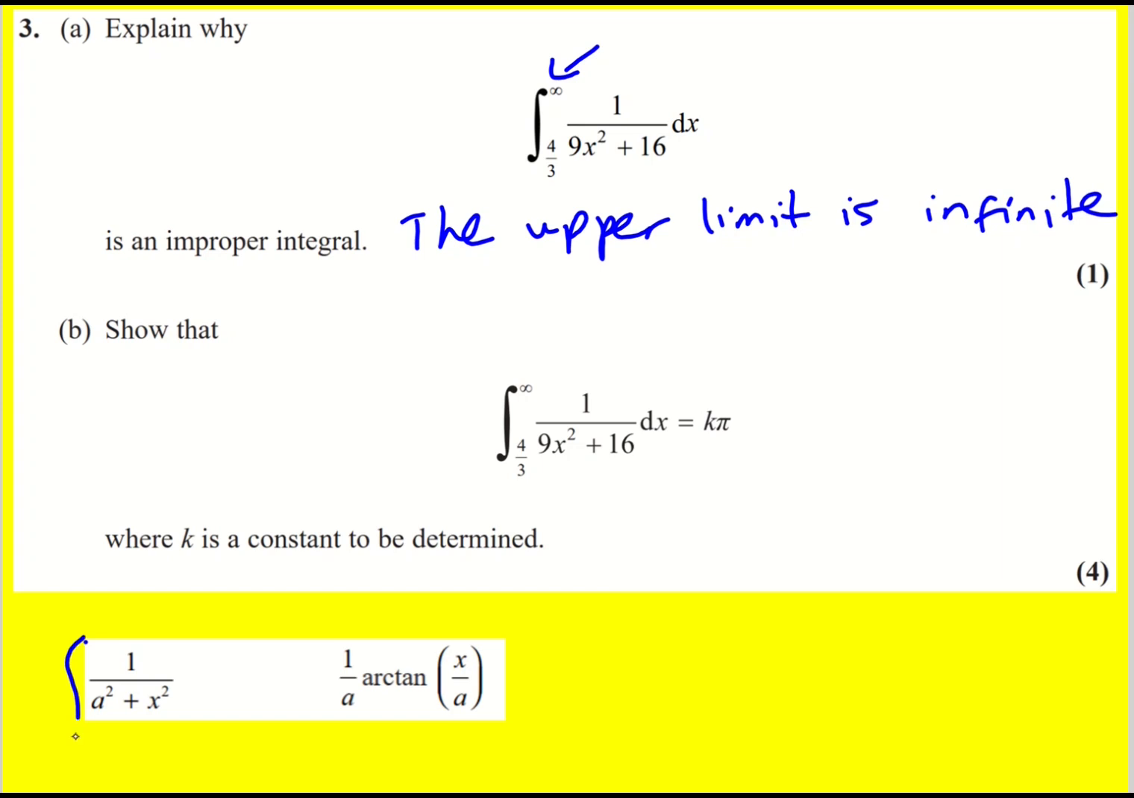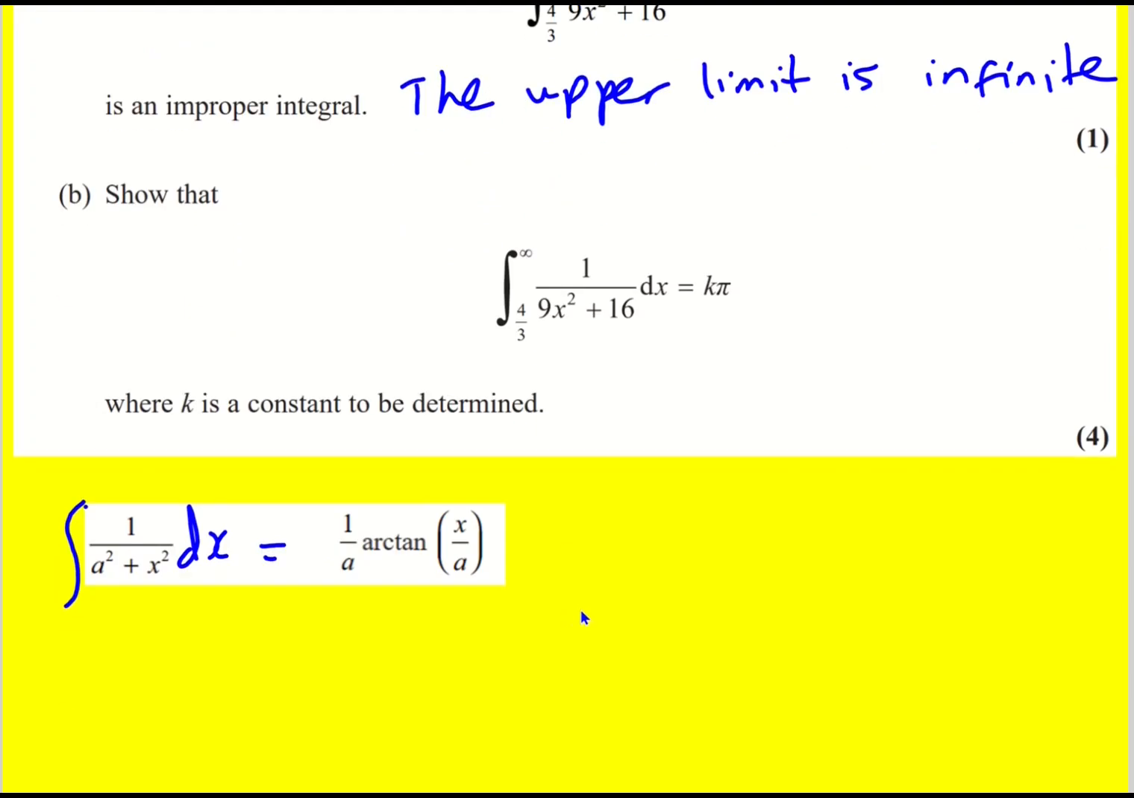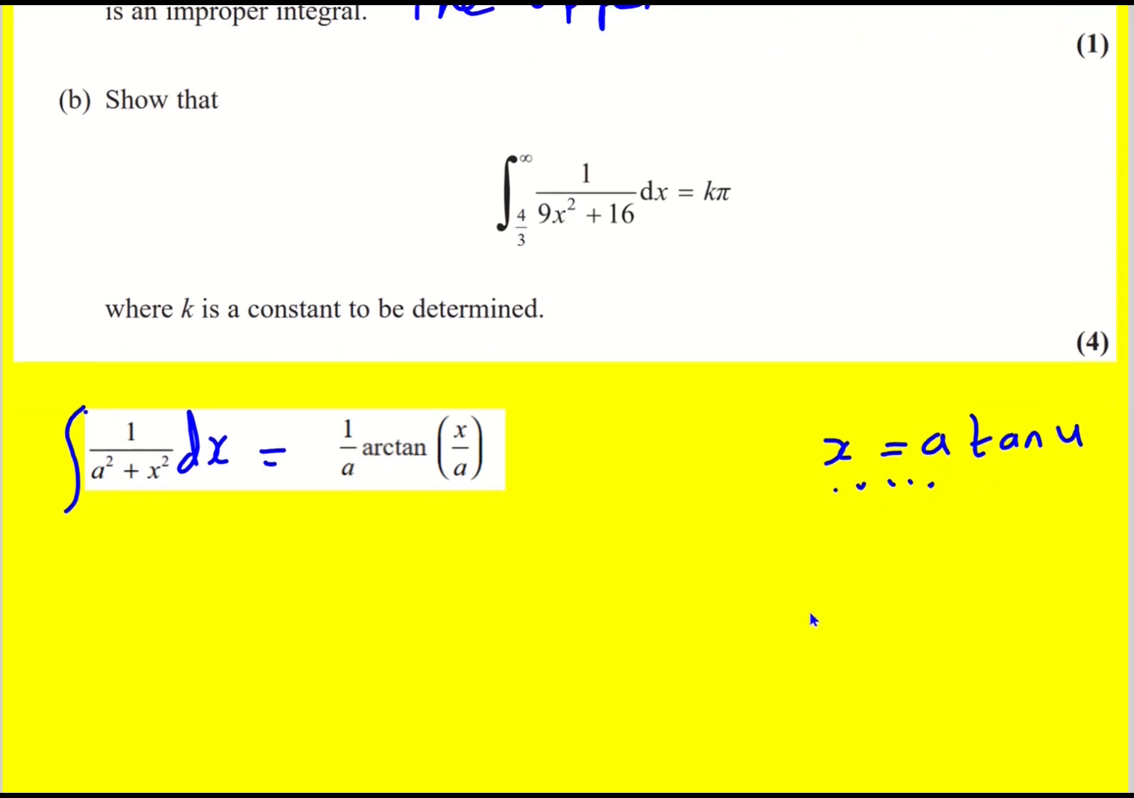Here's our result. If you integrate this, then you get 1 over a arctan x over a. To do this integral, I know we're not quite in the right form at the moment, but what you would actually do is a substitution, x equals a tan u. Make sure you can do that. Follow through the steps. This is on A-level maths. Worth practicing from time to time, trig substitution.